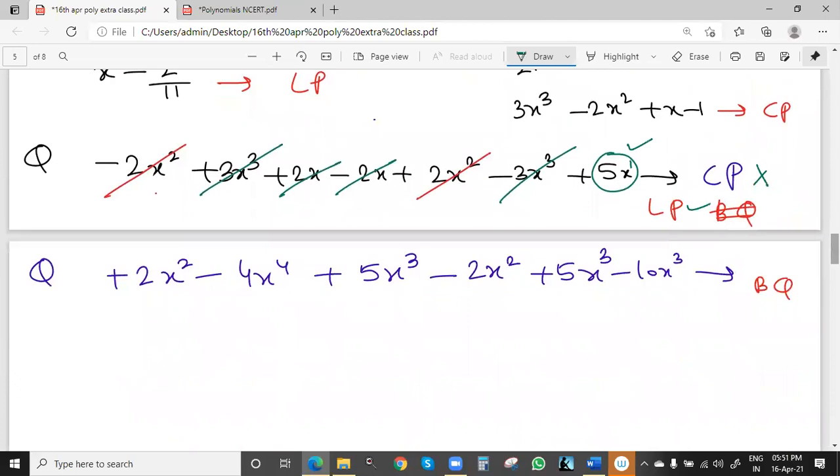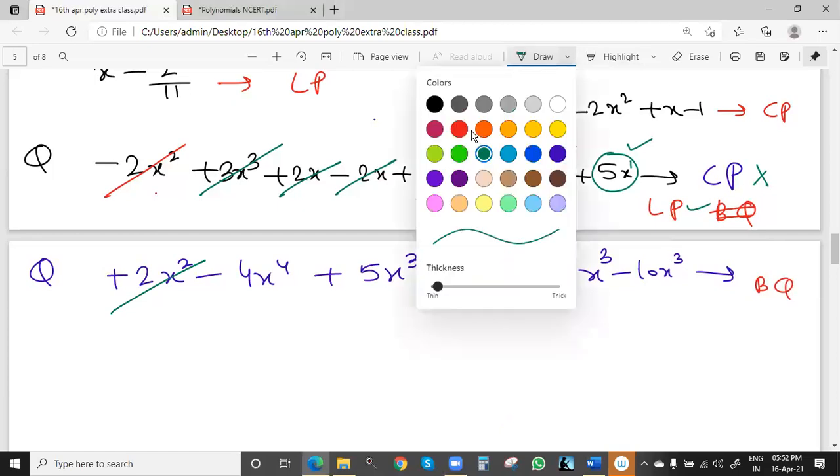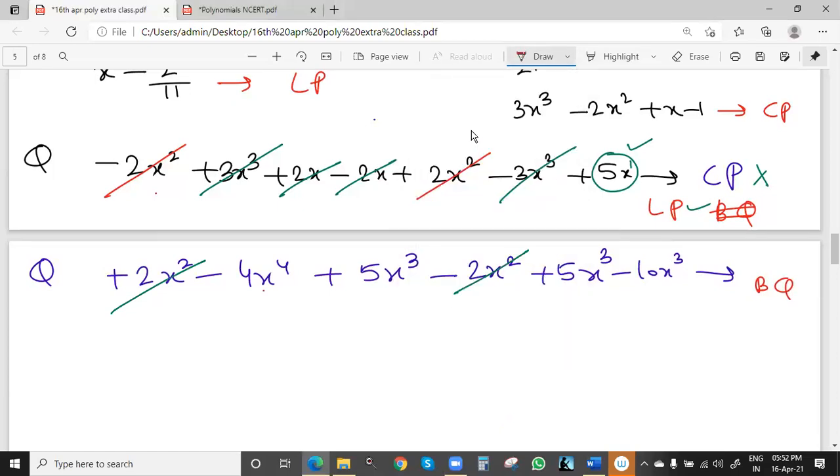In this question also, does anyone have an answer other than biquadratic? Last 10 seconds. Biquadratic only, right? Yes, sir. Okay. See, 2x square will cancel out. Then we have 4x cube, 5x square, 5x cube plus 5x cube, 10x cube and 10x cube cancel out. So the remaining is minus 4x to the power 4. The power of x is 4, and 4 means double of quadratic, that means biquadratic, correct?